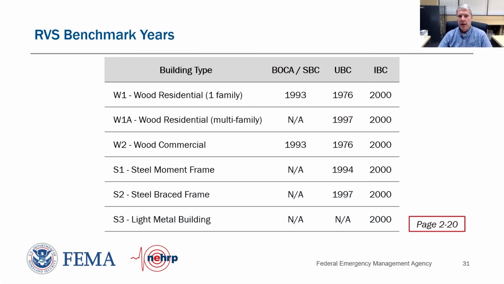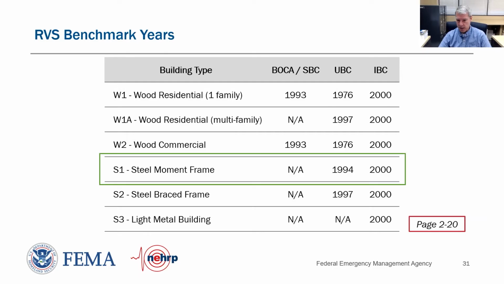And in the table here, it shows that if we were designed under BOCA or Standard Building Code, which means Central US or Southern portion of the United States, it says not applicable. There is no benchmark year for steel moment frame buildings. If you are designed under the UBC, which is West Coast generally, then the benchmark year is 1994 under the UBC. Well, why is it 1994?